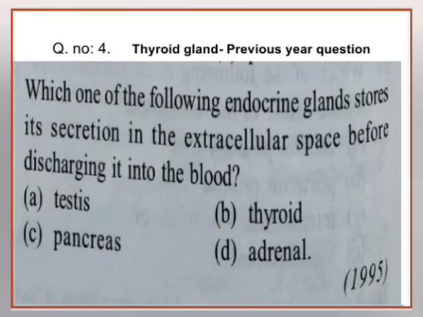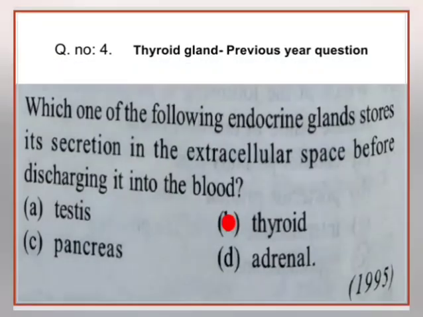Question number 4, 1995 NEET question. Which one of the following endocrine glands stores its secretion in the extracellular space before discharging it into the blood? We already discussed this in the golden segment point. The thyroid gland is the only endocrine gland which stores the hormone for 2 to 3 months. Let us discuss the options. Option A, testis. Option B, thyroid. Option C, pancreas. Option D, adrenal. So the correct answer is option B, thyroid.